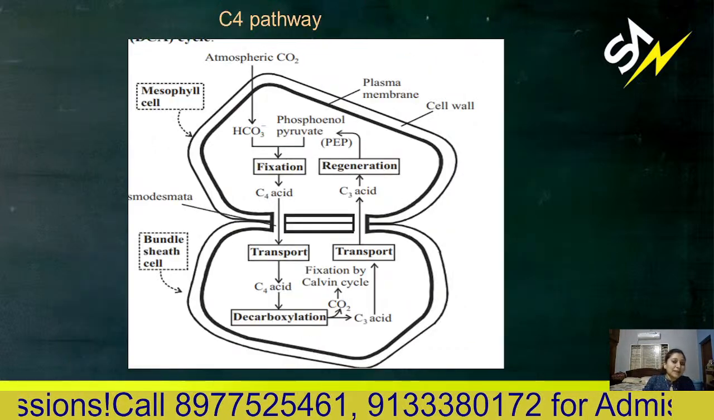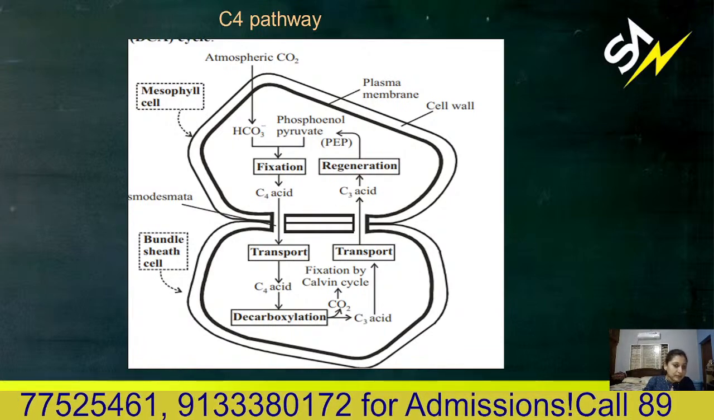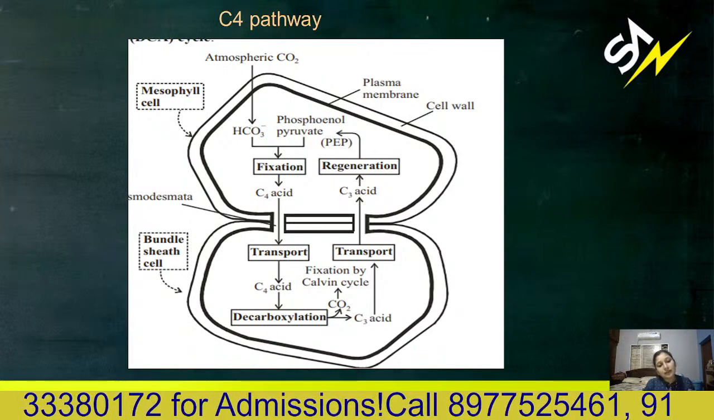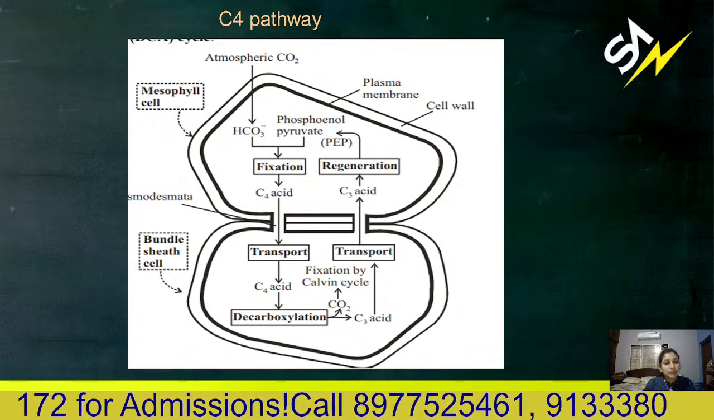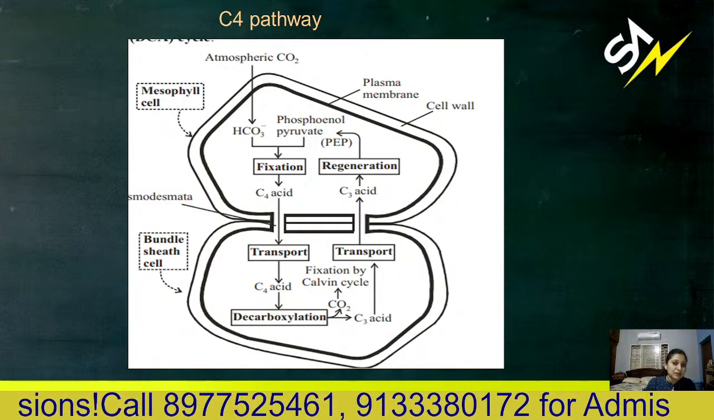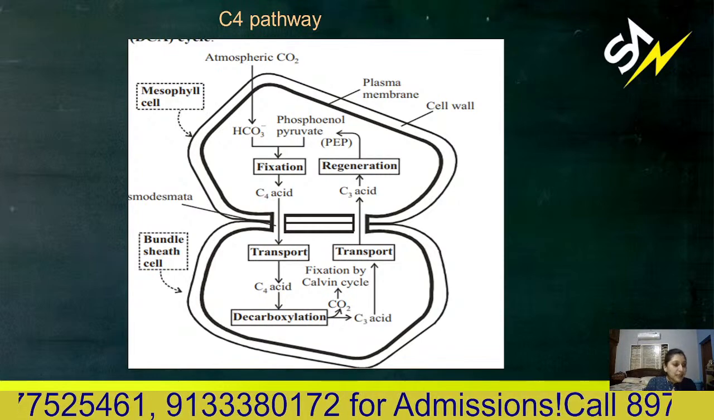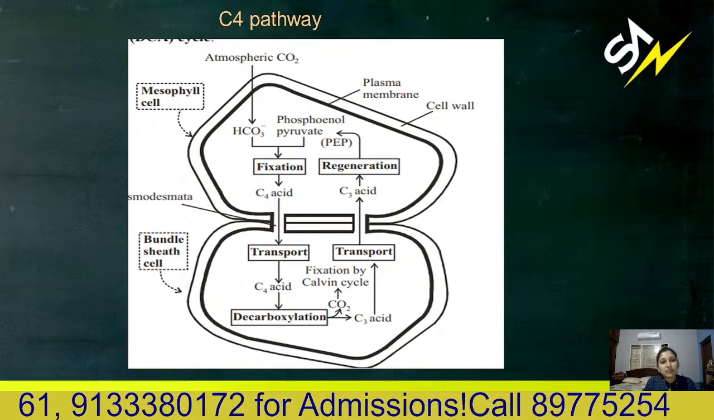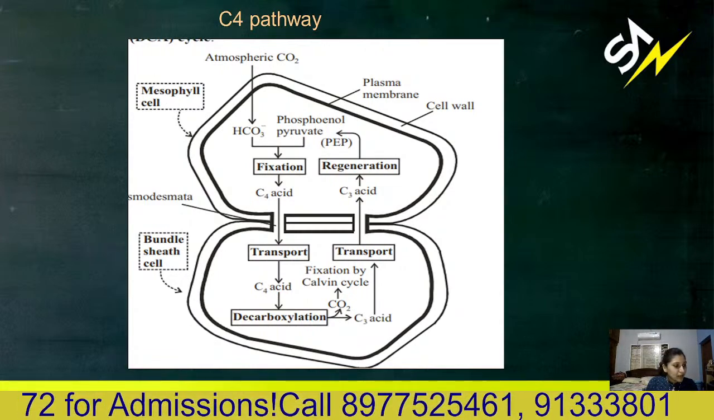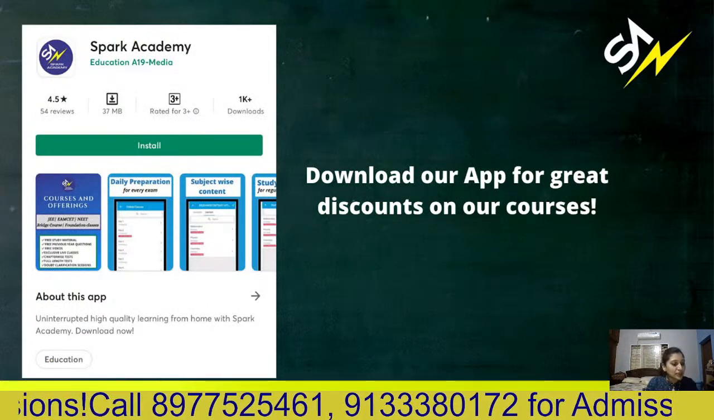So the C4 pathway mostly occurs in C4 plants with Kranz anatomy. Those are having Kranz anatomy. In that, the bundle sheath cells are rich in rubisco, but mesophyll cells will not have rubisco. They will have PEPcase. So PEP is the primary carbon dioxide acceptor in the case of C4 plants. Yes, everyone, this concept should be clear.